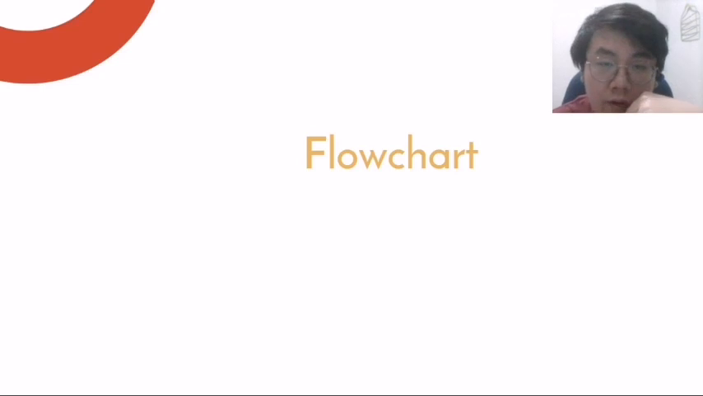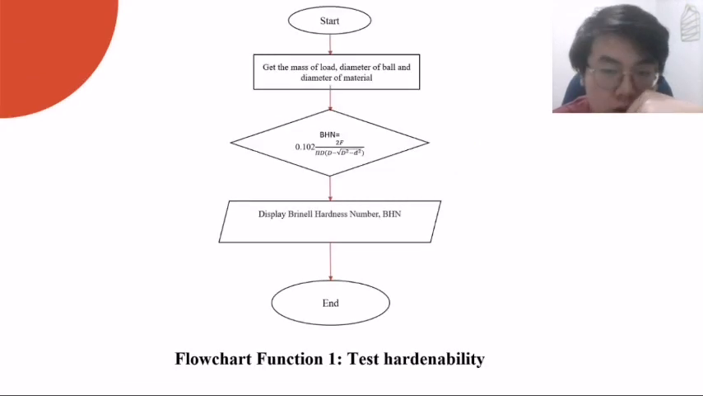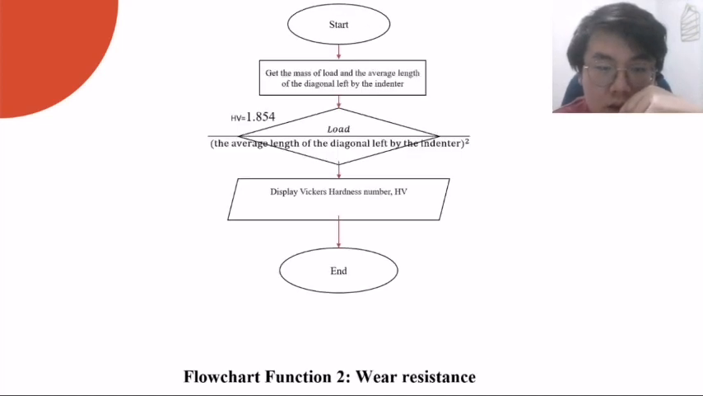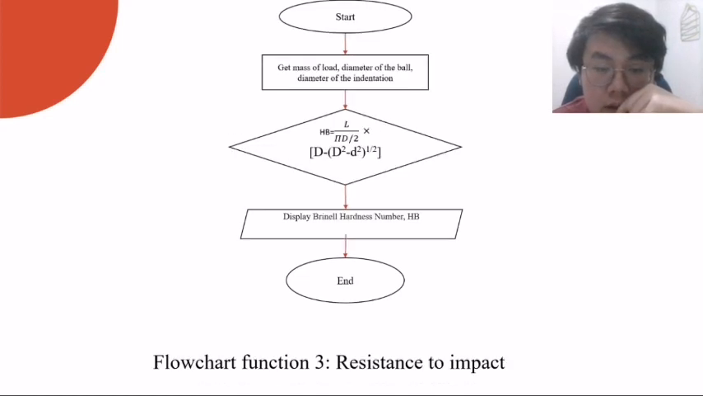Okay, so I will explain about the flow chart. Here is the flow chart for function 1, Brinell hardness. The same as the Gantt chart. Here is the flow chart for function 2. Here is the flow chart for function 3.